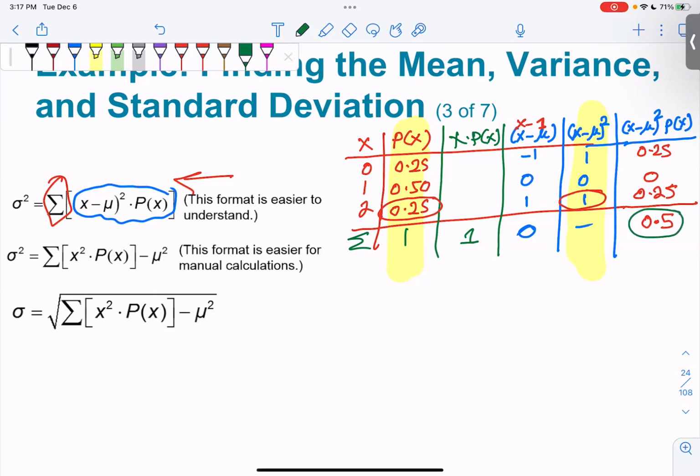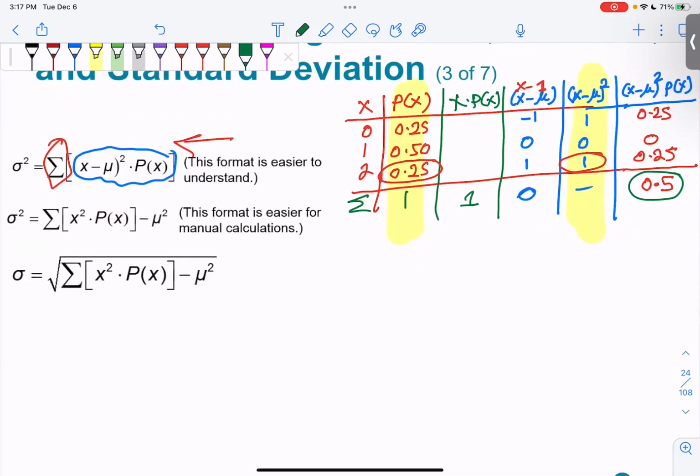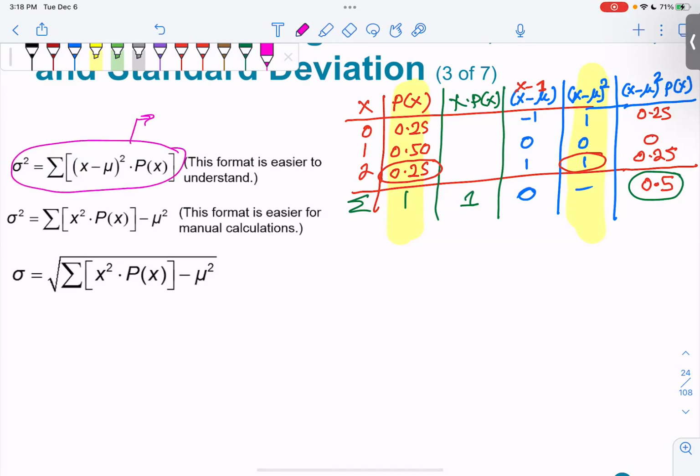So now we will use this formula. Yes, so it's ready, right? The summation of this one equals 0.5. So sigma squared equals 0.5. This is the variance. Let's see the second formula here, if we get the same answer or not.